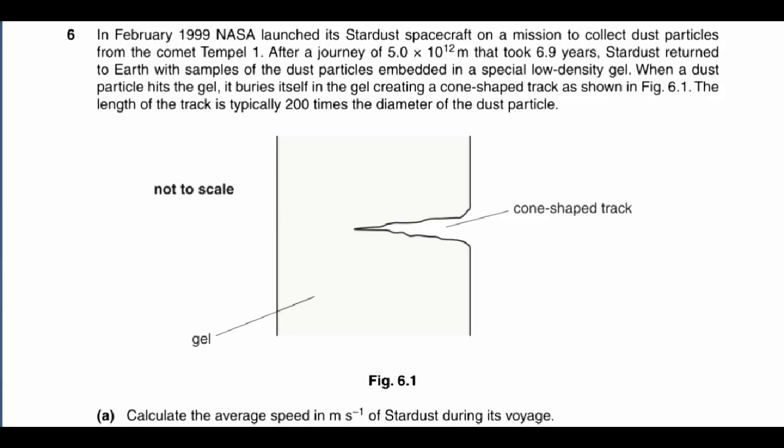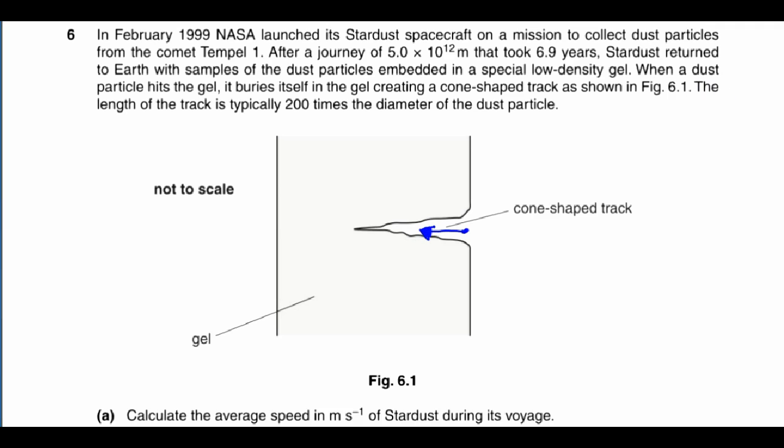In this question we have a spacecraft covering a distance of 5 times 10 to the 12 meters in 6.9 years. This spacecraft collects dust particles from space. When a dust particle hits the gel on the spacecraft, it buries itself in the gel, creating the cone-shaped track seen on the diagram. So the dust particles will be moving from there into the gel.